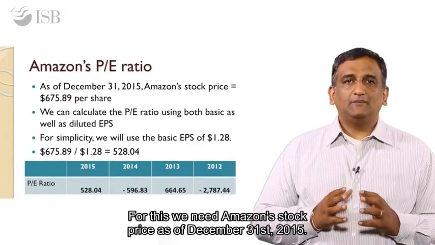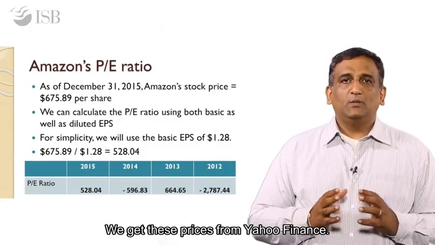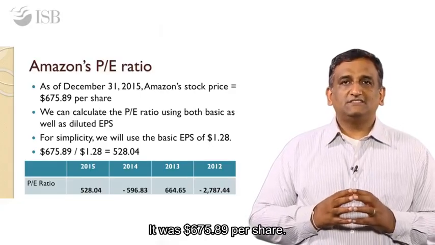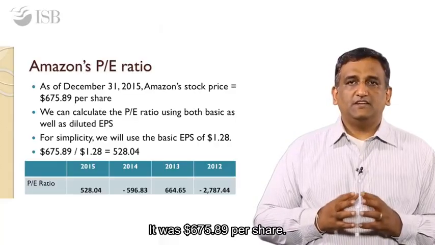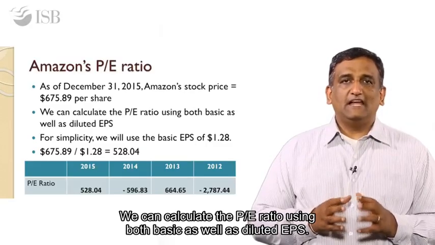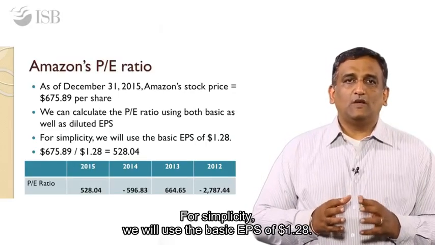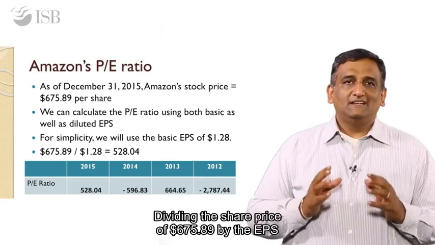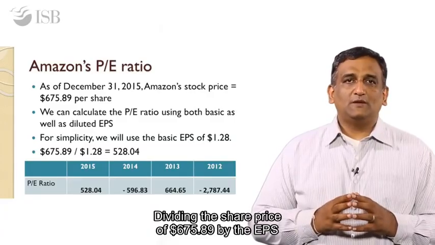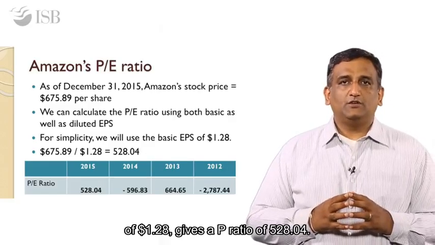For this, we need Amazon's stock price as of December 31st, 2015. We get these prices from Yahoo Finance. It was $675.89 per share. We can calculate the PE ratio using both basic as well as diluted EPS. For simplicity, we will use the basic EPS of $1.28. Dividing the share price of $675.89 by the EPS of $1.28 gives us a PE ratio of 528.04.